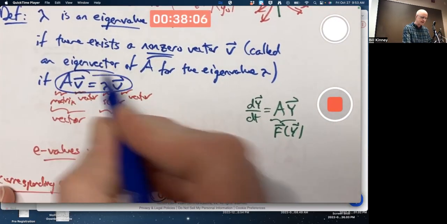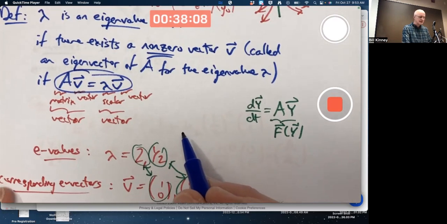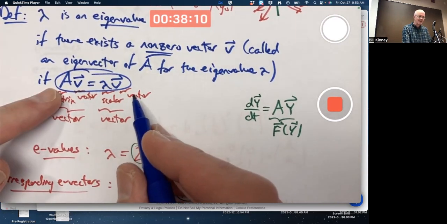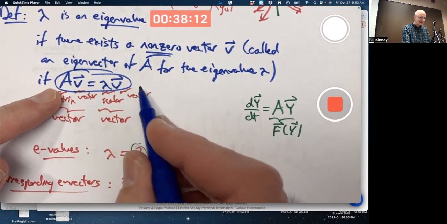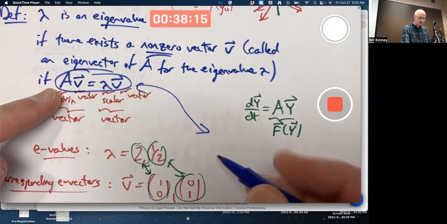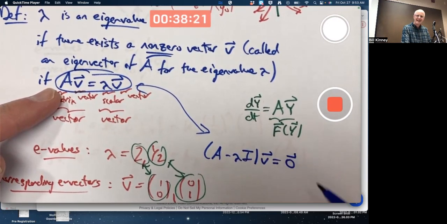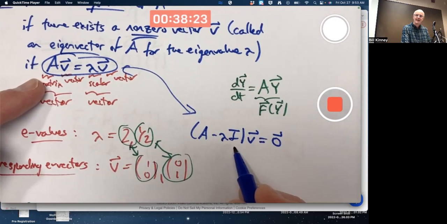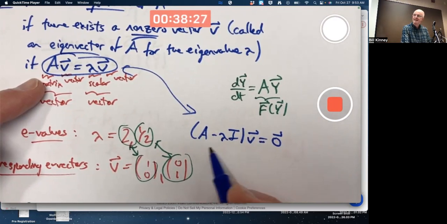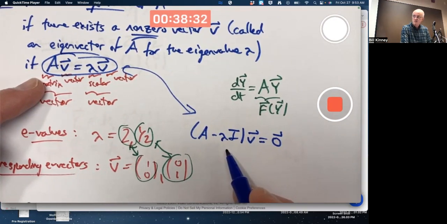It's the last thing I'll say, then you can do some work. You got to solve that equation for A and for lambda and V effectively. It turns out that equation is equivalent to this equation, where I is the 2 by 2 identity matrix. You're looking for non-zero solutions for V, so you're looking for values of lambda that make this matrix here non-invertible.